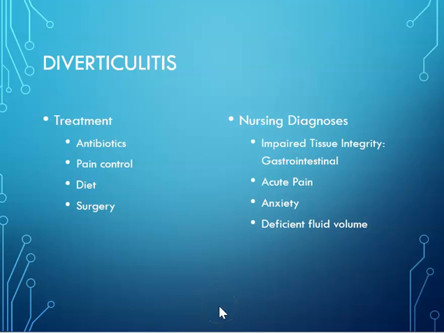Objectively, they could have some vomiting, chills, fever, and tachycardia. They're going to receive antibiotics for the inflammation. That could be PO antibiotics if it's mild. Surgery can also be indicated if they have peritonitis or an abscess, or if hemorrhage occurs, and that's to remove the affected bowel. They also may temporarily need a colostomy.